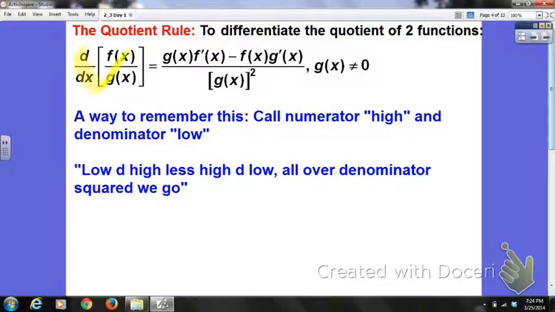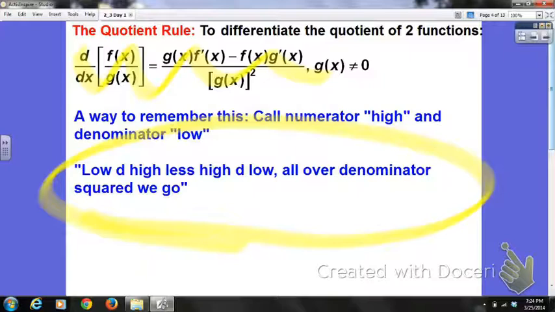So here's what our quotient rule looks like, which looks a little more complicated than it is. What we can do is we have a nice little catchphrase that we can use in order to help us remember how to differentiate quotients. We call the numerator the high, the denominator the low. And then we go with the phrase, low d high, less high d low, all over denominator squared we go. When I first heard this, I thought it was silly, but in all honesty, I've been using it ever since.